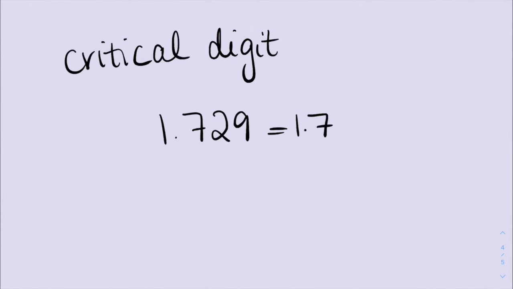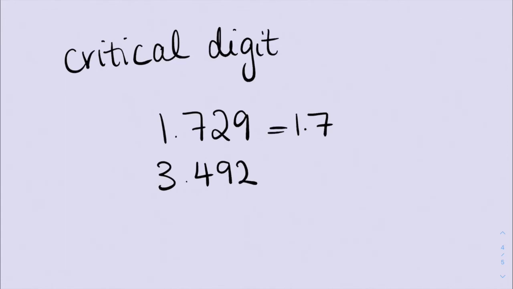But if I have the number 3.492 and I want to change it to 1 decimal place, I need to look at this 9. That is my 2nd decimal place, and that is going to tell me what I'm going to do with my 4. We know that 9 is 5 or higher, which means my 4 is going to have to change. So I'm going to have to change it to 3.5.